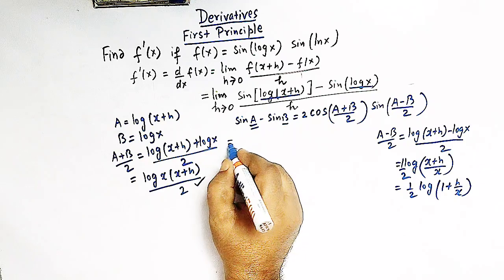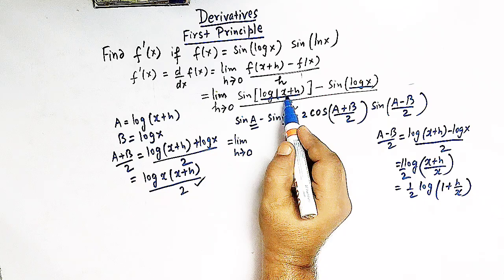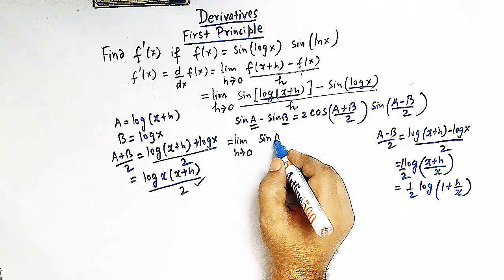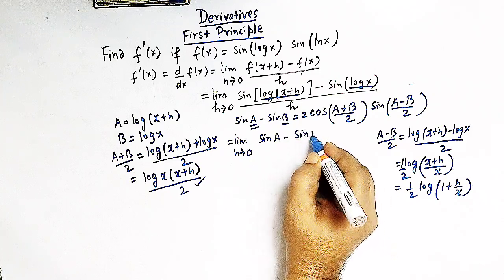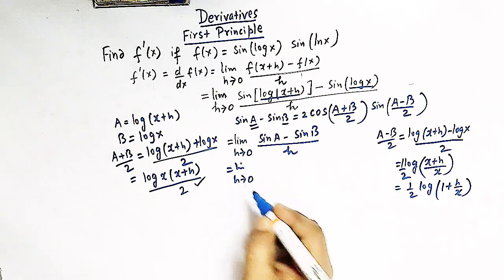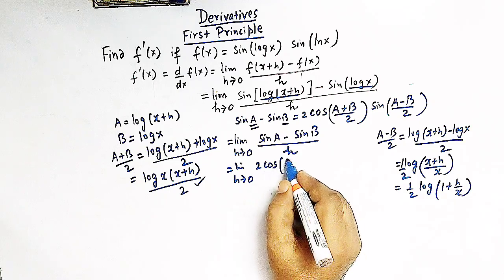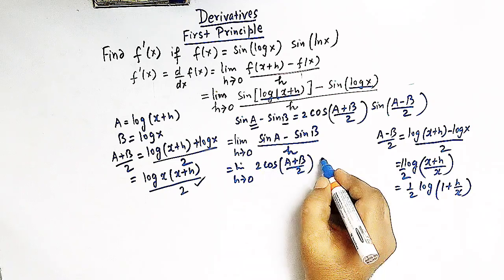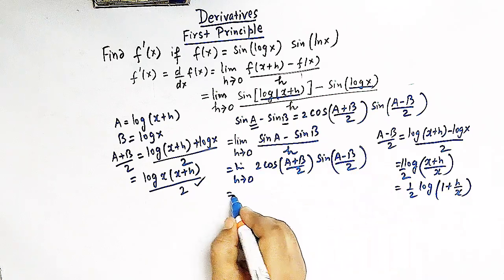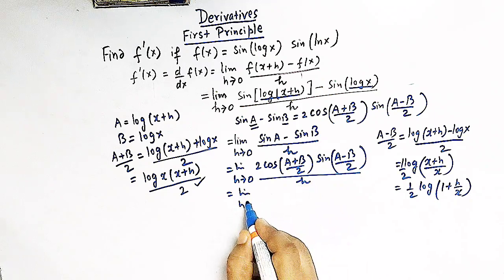So now the derivative is given by limit h tends to 0 of sine log of x plus h minus sine log of x, which is sine a minus sine b, divided by h. So now we have limit h tends to 0 and sine a minus sine b is 2 cos of a plus b over 2 and sine of a minus b over 2. So now, here we have h also. So this is limit h tends to 0.